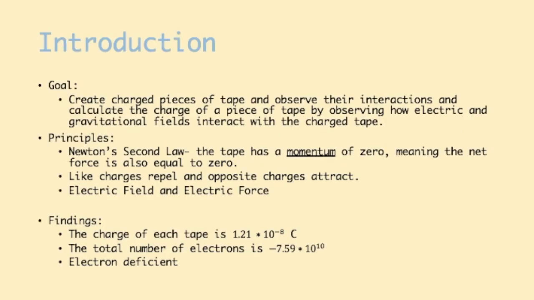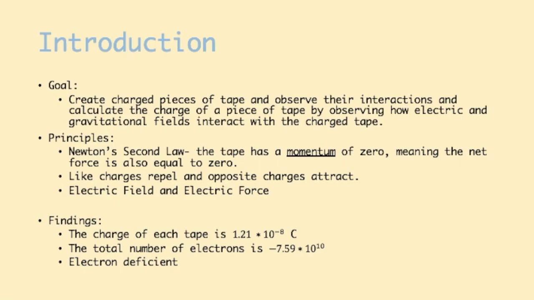The goal of this lab was to calculate the excess charge on two pieces of tape by observing the interaction on the tape with electric fields and gravitational fields at equilibrium. Newton's second law is very important in completing this calculation because the system is at equilibrium and thus has a momentum of zero, meaning that the net force is also equal to zero, as Newton's second law states.